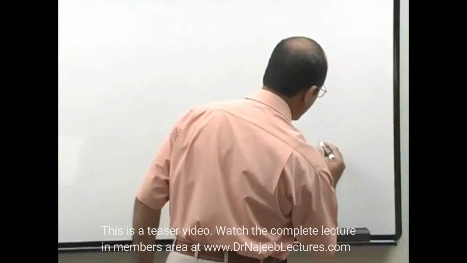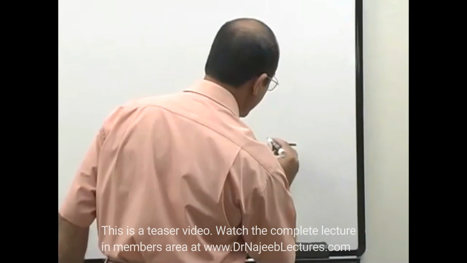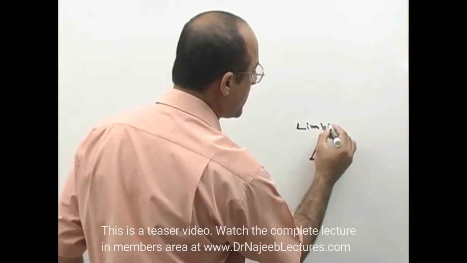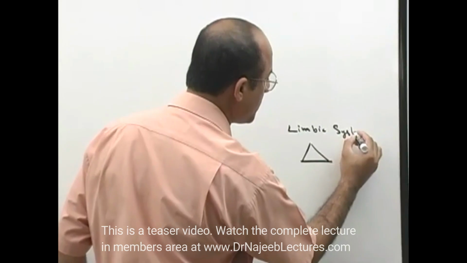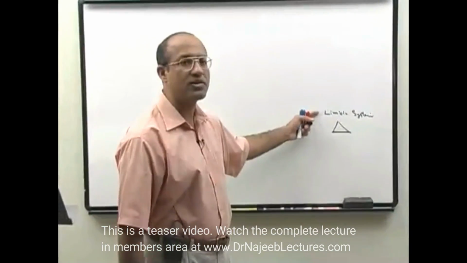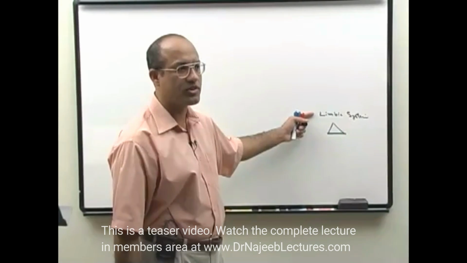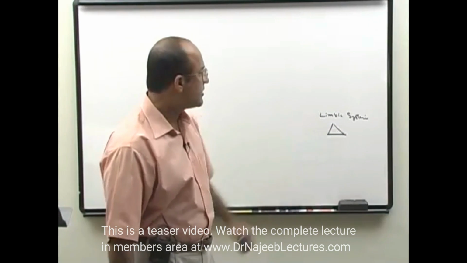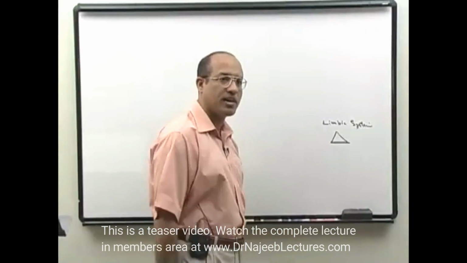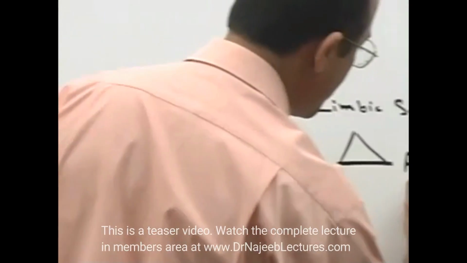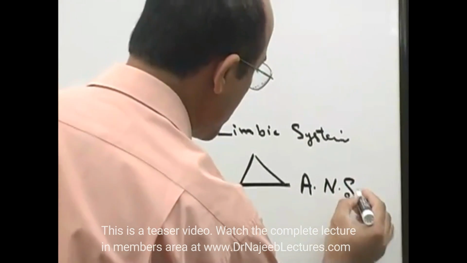Number one, it is concerned with the limbic system. It's part of the limbic system. You know, limbic system is that part of the central nervous system which is concerned with your emotions, behavior, and recent memory. Secondly, hypothalamus is intimately related with the function of autonomic nervous system.